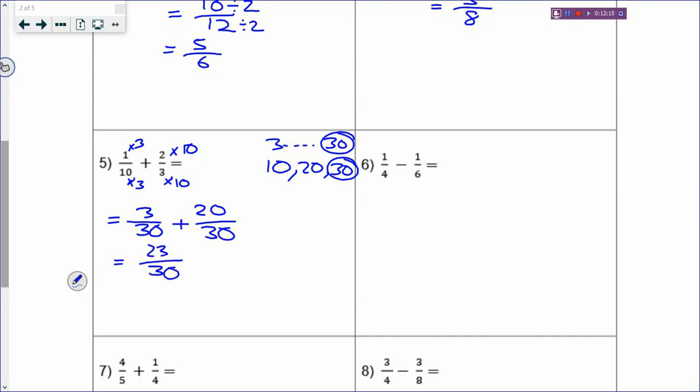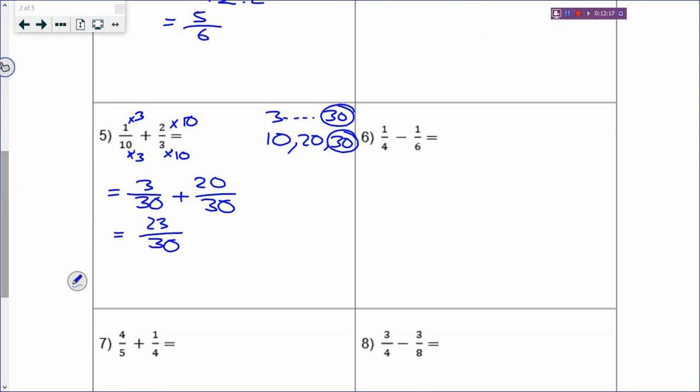Alright, so you see the simplest form. You look at both numerator and denominator. Can you divide both by 2? Cannot. 23 cannot divide by 2. Then you go to the next test. Can you divide both by 3? 23 cannot divide by 3, so cannot. Then you go to the next test, right, to check whether you can simplify. So you divide by 5. 30 can divide by 5, but 23 cannot divide by 5.